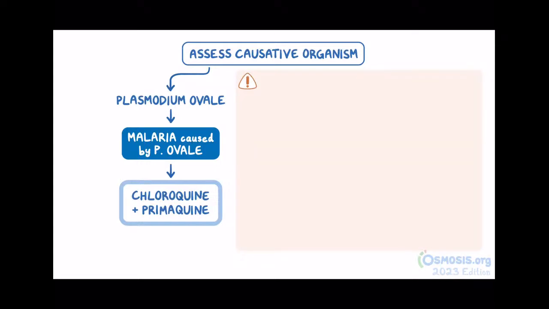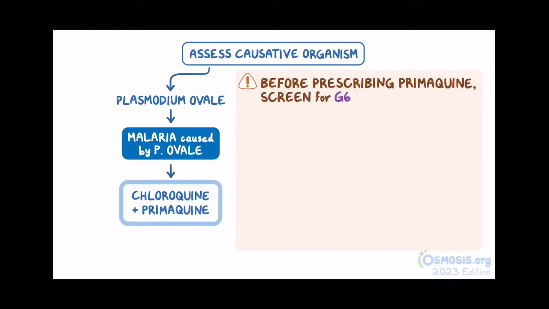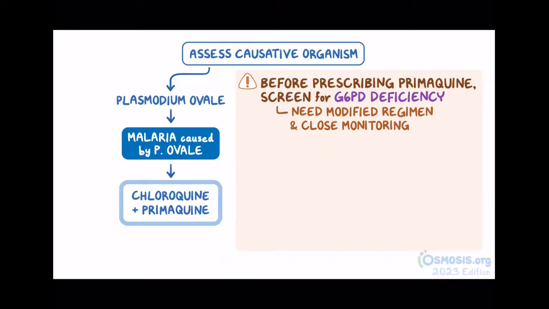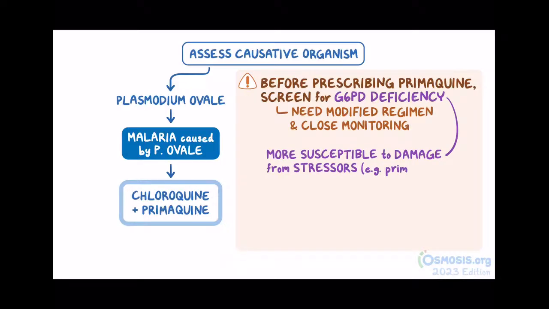Here's a high-yield fact that concerns both Plasmodium vivax and ovale. Before prescribing primaquine, be sure to always screen your patient for G6PD deficiency since they'll need a modified regimen and close monitoring. That's because patients with G6PD deficiency are more susceptible to damage from stressors, including medications like primaquine, which can lead to acute hemolysis.